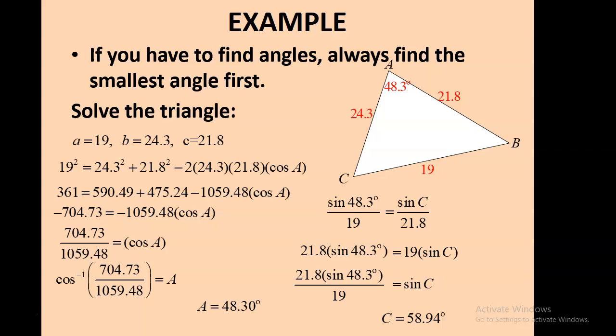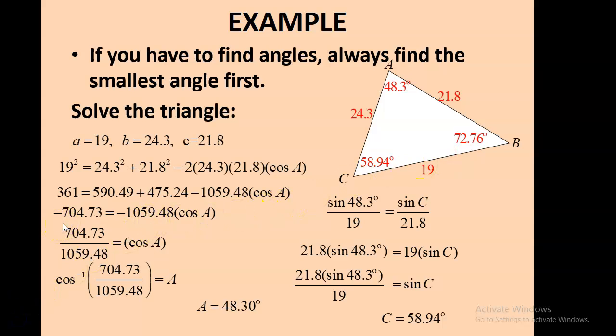Now, once we have found those two angles, we are pretty much in the final stages here, and we can wrap it up by just combining these two and subtracting from 180 to find that angle B is 72.76 degrees.